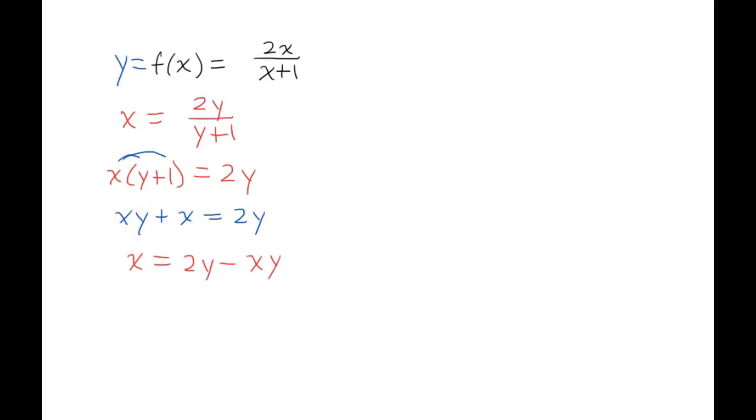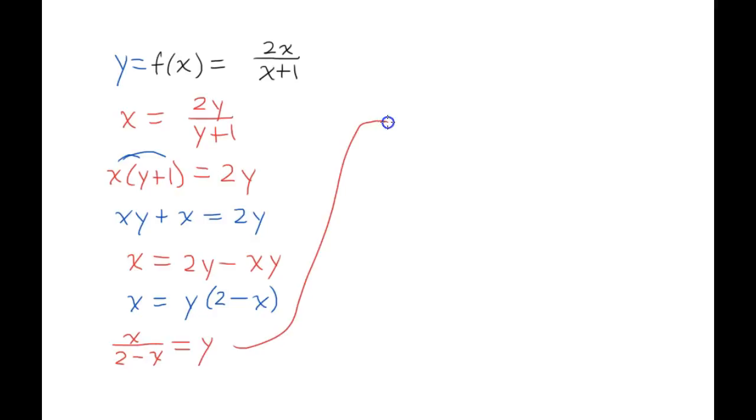Now we'll factor out a y from each side. So we still have x there. We have y times 2 minus x here. We'll divide each side by 2 minus x, and that will leave us with x over 2 minus x equals y. And so our inverse function of x is what we have right there. That's x over 2 minus x. All right, that's our inverse function.